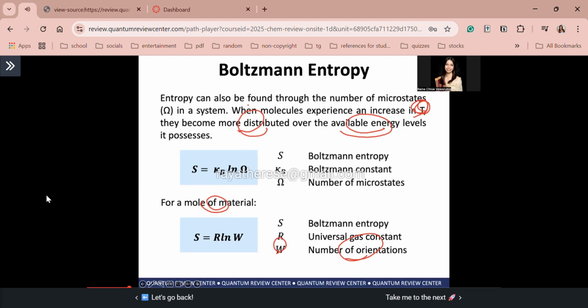Okay? Guys, I hope that so far, diba? Kayang-kaya naman ang ating Boltzmann entropy. Kayang-kaya ba?